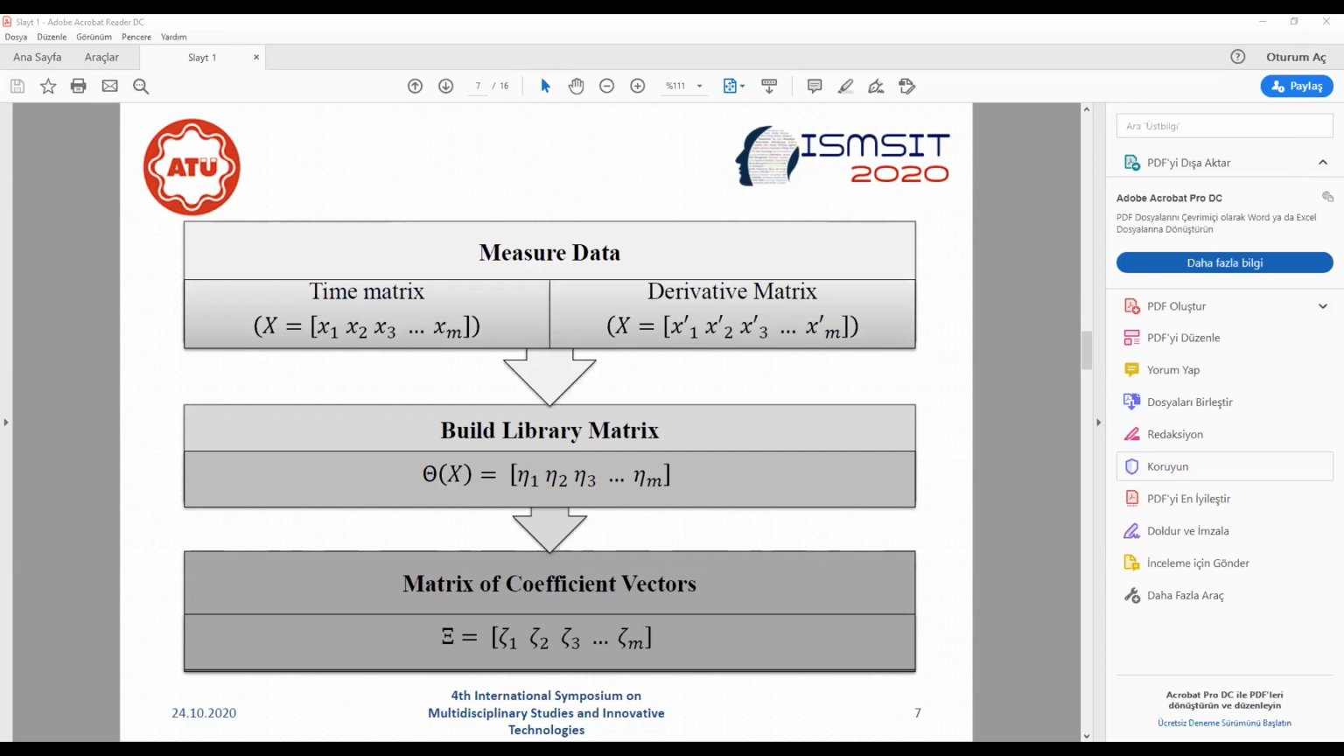If we talk about details or steps of SINDY, as you see, we collect measurement data and then we create a time matrix and approximate derivative matrix from this data, and then build up feature libraries. This library contains linear or nonlinear terms. Then perform sparse promoted regression, and finally solve for sparse regression method that select a few terms from the library to represent our dynamics. These terms are basically dominant ones.